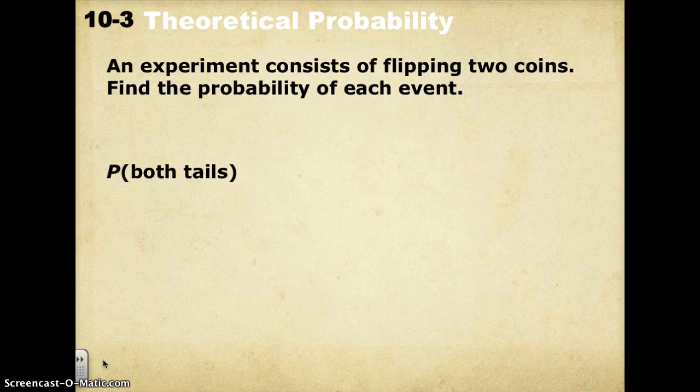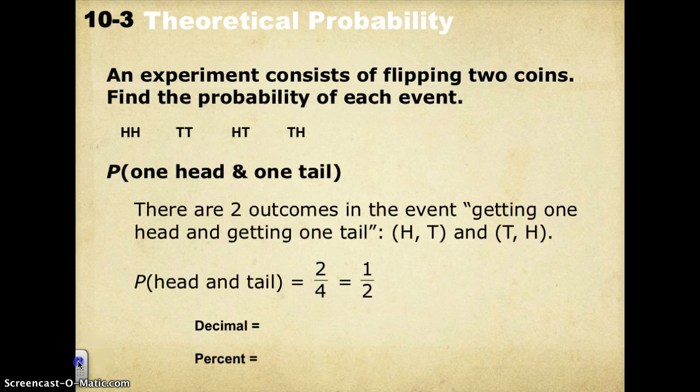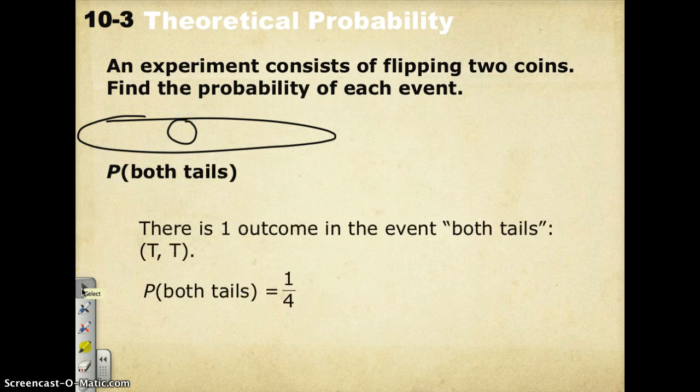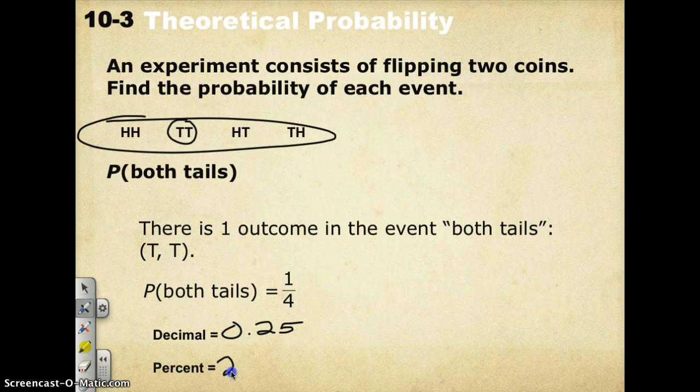Probability of both tails. Going back to our sample space again, we'll just flip back for a second. We're looking at this sample space. So to get both tails, there is 1 way. So we would say our probability is 1 out of 4. 1 out of 4 as a decimal, 0.25. As a percent, 25%.